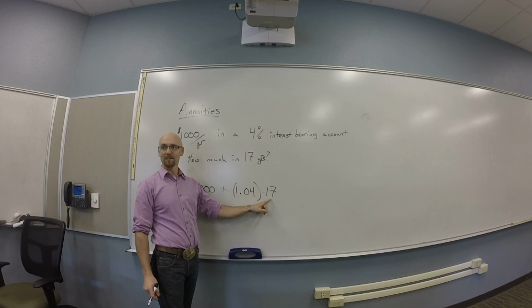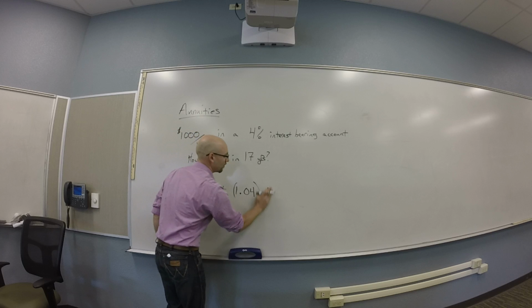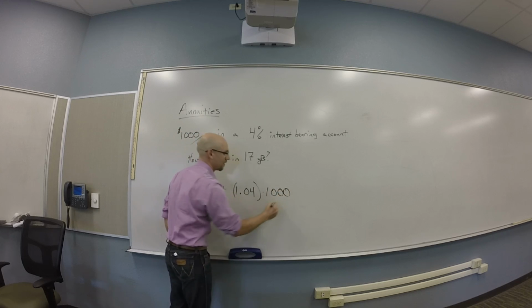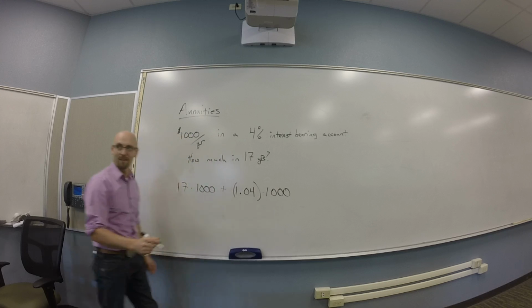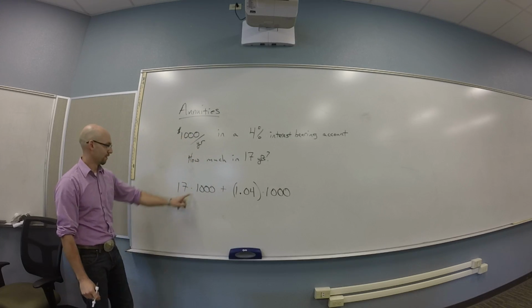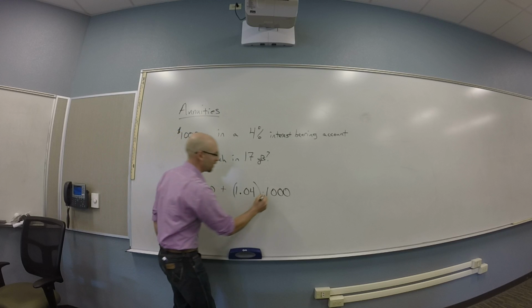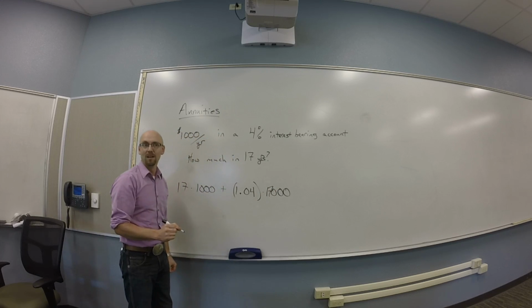Why, right? The interest should apply to money. So this should maybe be times 1,000. Wouldn't it be your total of 17 times 1,000? So it's 17,000, and you want to put that over here too? Yeah, there you go.